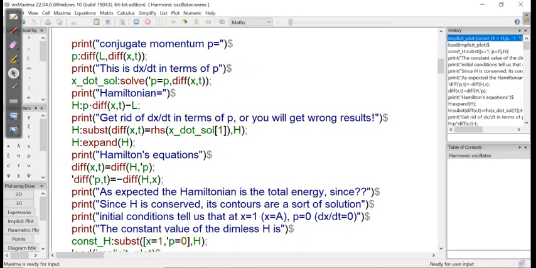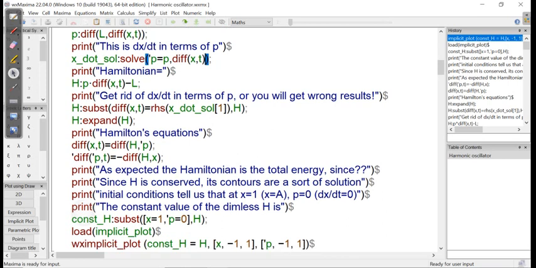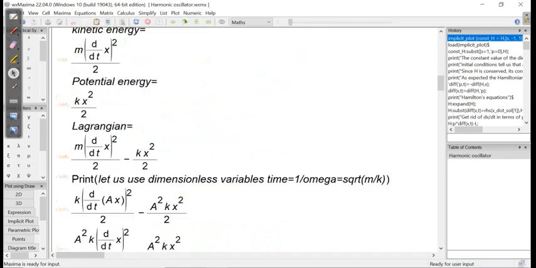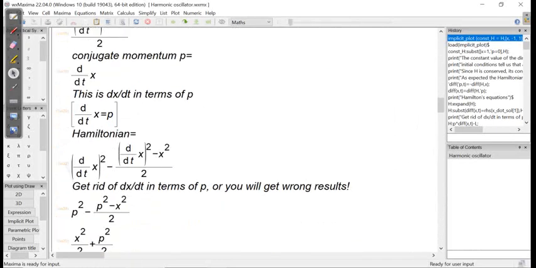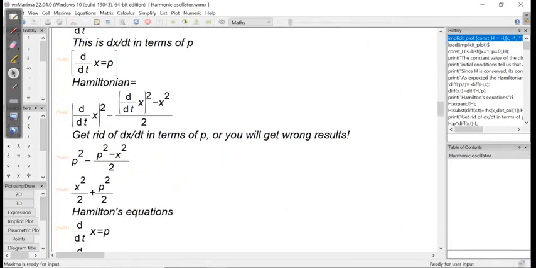Yes, we are substituting the dx by dt, the x dot, by solution 1. x dot solution 1 is here, p is equal to x dot, or the differentiation of x with respect to time. Hence, we get this nice expression for the Hamiltonian. It's equal to x squared over 2 plus p squared over 2.